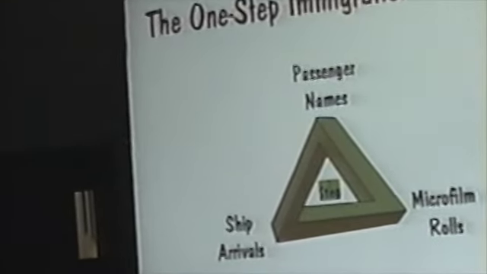What I've just shown is a trio of tools which I call the one-step immigration triangle. You've seen how to search for passengers by name using the white, blue, and gray search form. You've seen how we search for ship arrivals using the one-step ship lists form. And we've seen the other form, which the ship list form actually took us to, which gave us direct access to microfilm rolls.